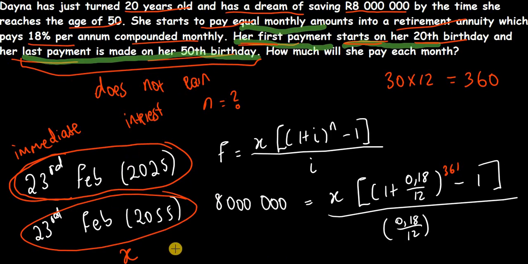So how much do we get? I think Mr. Fatai said x is 558,41. So that is the amount of money she must be paying every month for 30 years.